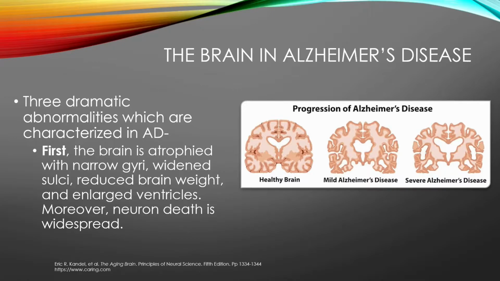So the first is your brain that is atrophied. That's what the shrinking is called. And you have the narrow gyri, widened sulci, reduced brain weight. So the actual cells are dying. And your enlarged ventricles, which are the spaces around the brain. And then the neuron, of course, is dying, or you have neuron death that's widespread.